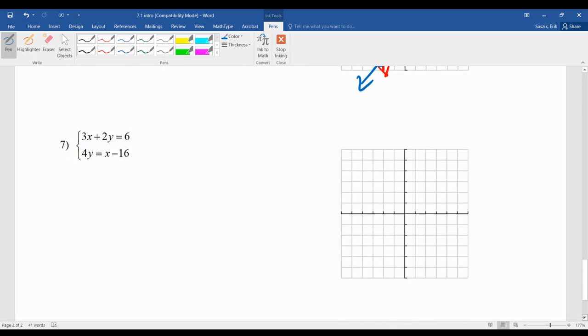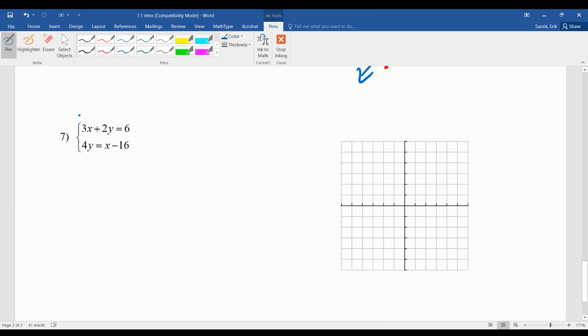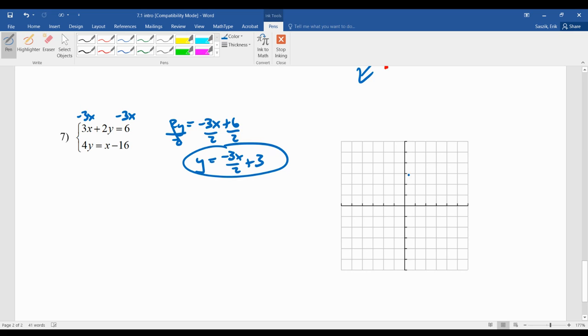Okay, so we have to do a little solving for both of these. I'm going to subtract 3x from both sides. So I get 2y equals -3x plus 6. Y equals, okay, so there's the blue one. Down 3 over 2, down 3 over 2. And I'll go backwards once. This is why it's good to have graph paper, folks.